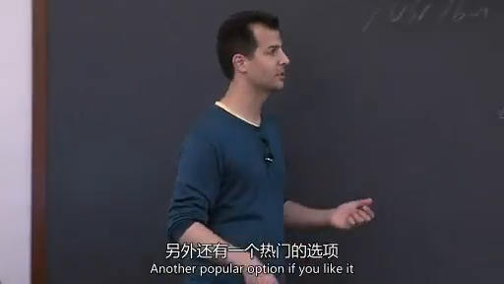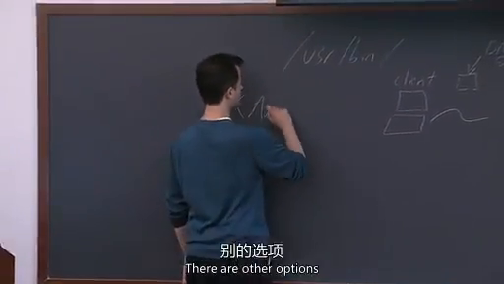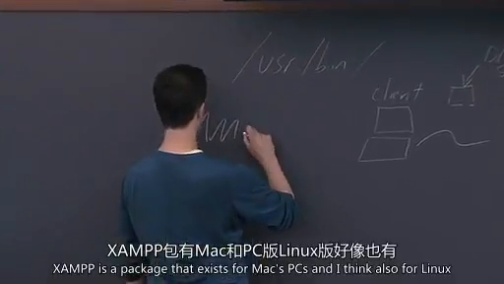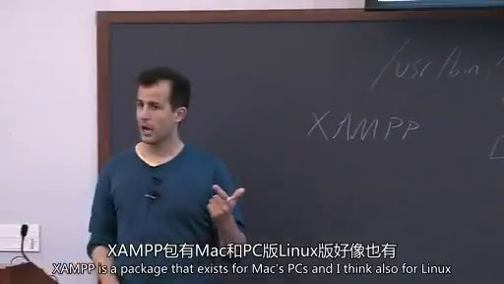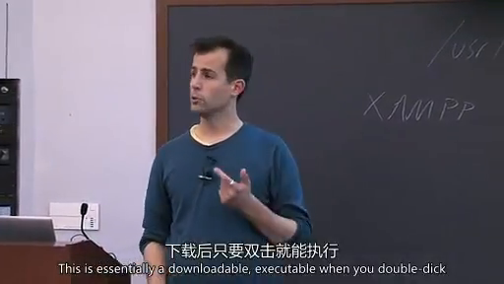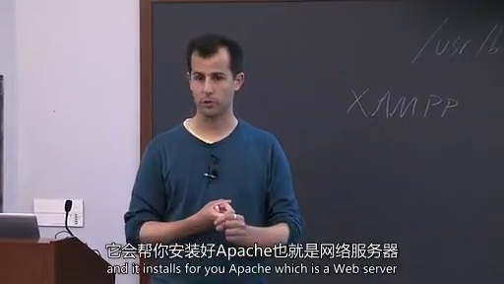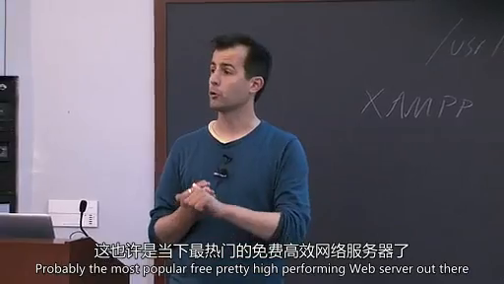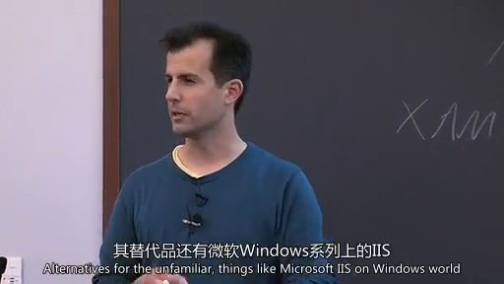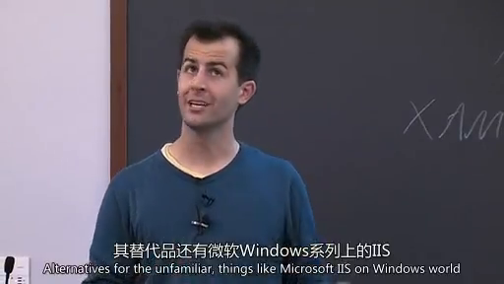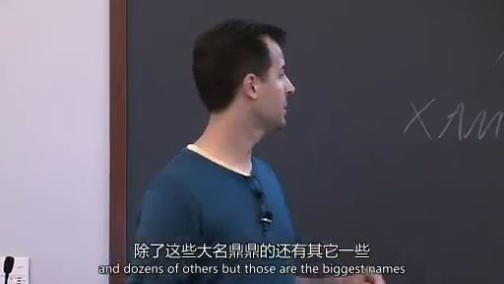Another popular option, if you'd like to start tinkering or Googling at some point this week or next, there are other options. XAMPP is a package that exists for Macs, PCs, and I think also Linux. This is essentially a downloadable executable where you double click and it installs for you Apache, which is a web server, probably the most popular, free, pretty high performing web server out there. Alternatives, for the unfamiliar, are things like Microsoft's IIS in the Windows world, Lighty and Nginx in the Linux world, and dozens of others, but those are the biggest names.